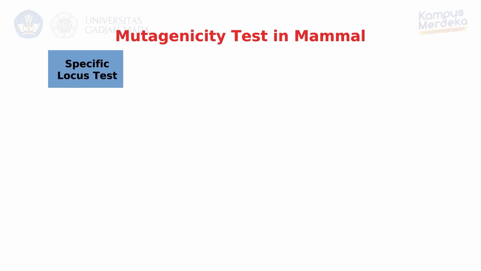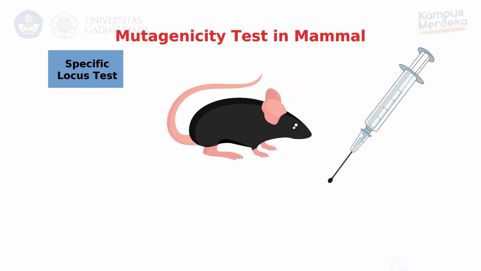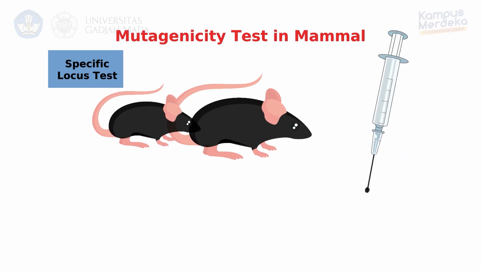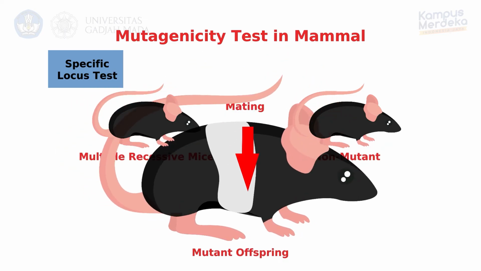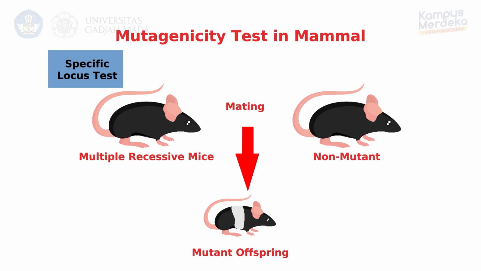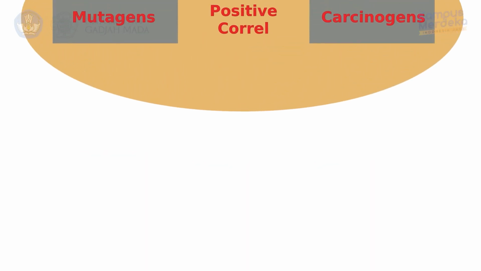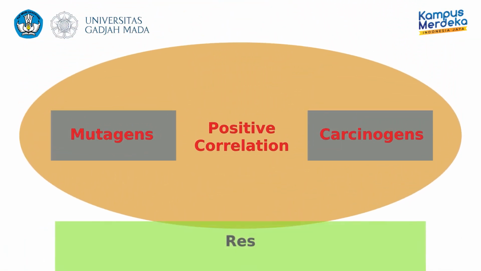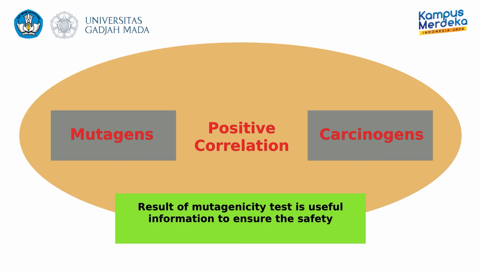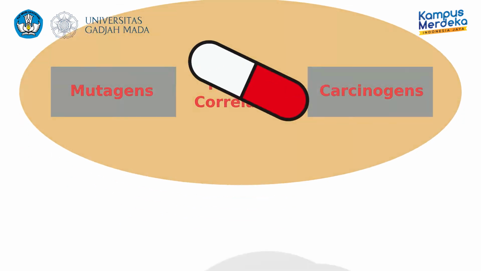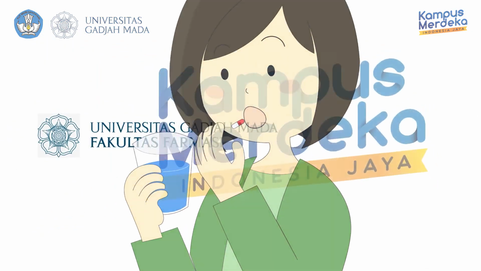The second test is specific locus test. It involves exposing non-mutant mice to toxicant and subsequently mating them to mutable recessive stocks. Mutant offsprings have altered phenotypes expressed in hair color, hair structure, eye color, ear length, and other traits. There is a positive relation between mutagens and carcinogens. The result of mutagenicity test is a useful information to ensure the safety of any chemical to human, especially products used by humans, such as pharmaceutical products.